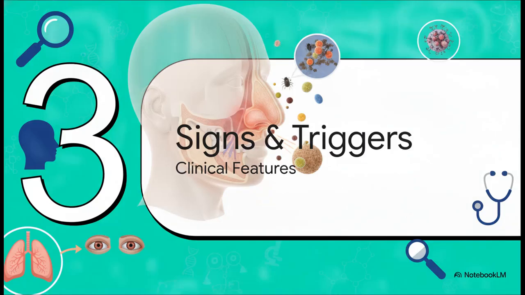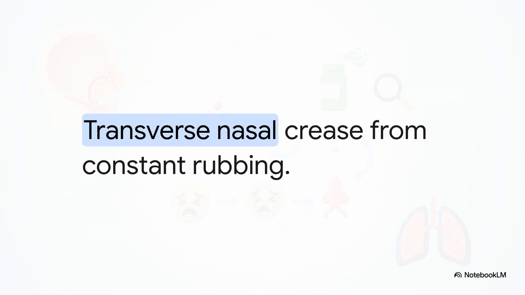All right, Section 3, physical signs and triggers. Time to spot the clues on the clinical battlefield. Now, here's a fantastic, high-yield clinical pearl. When a patient, especially a kid, has that constant itchy nose, they'll usually push their nose upward with the palm of their hand to kind of scratch the itch. We actually call this repetitive motion the allergic salute. And get this, over time, that constant upward rubbing creates a literal, visible horizontal line right across the bridge of the nose. Clinically, we document that as a transverse nasal crease.